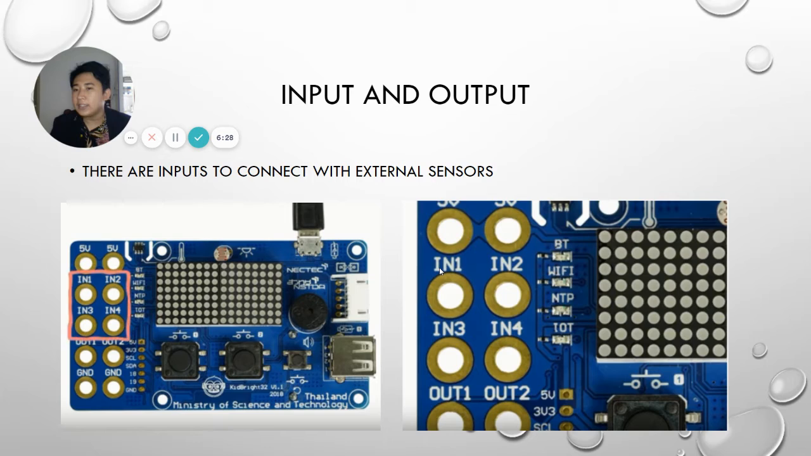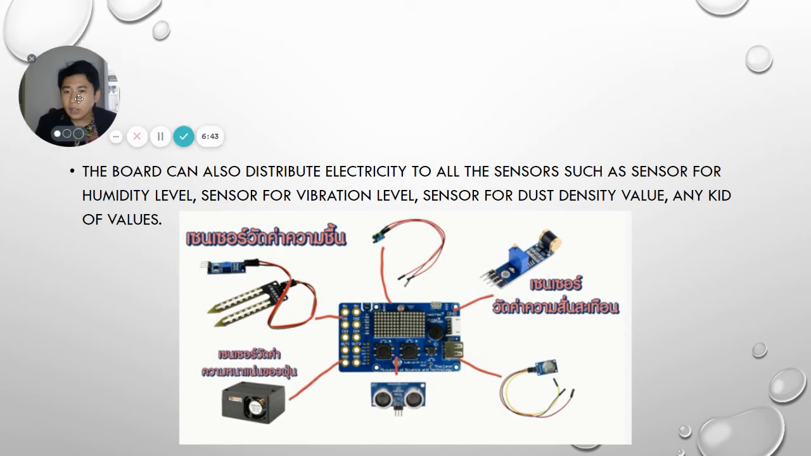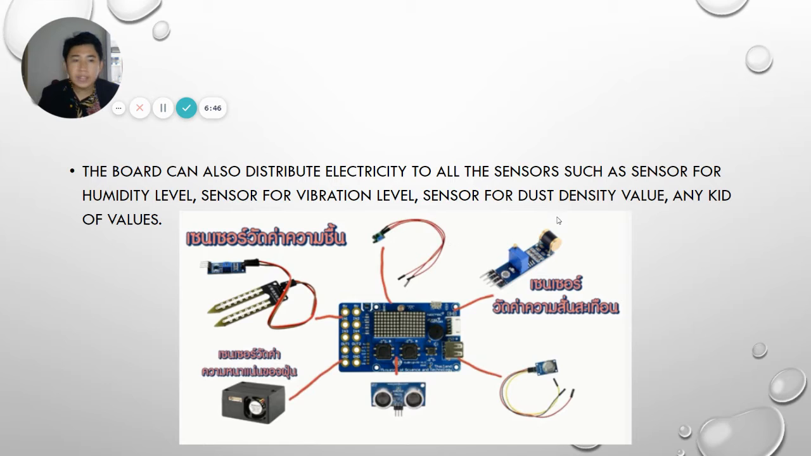Okay, there's a humidity sensor. You can connect that humidity sensor in this KidBright board using this input IN1, IN2, IN3, and IN4. Okay, next. The board can also distribute electricity to all the sensors, such as the sensor for humidity level. So this is what I told you. Sensor for vibration level, sensor for dust density value, and any kind of values or sensors that you can insert in this KidBright board, okay?